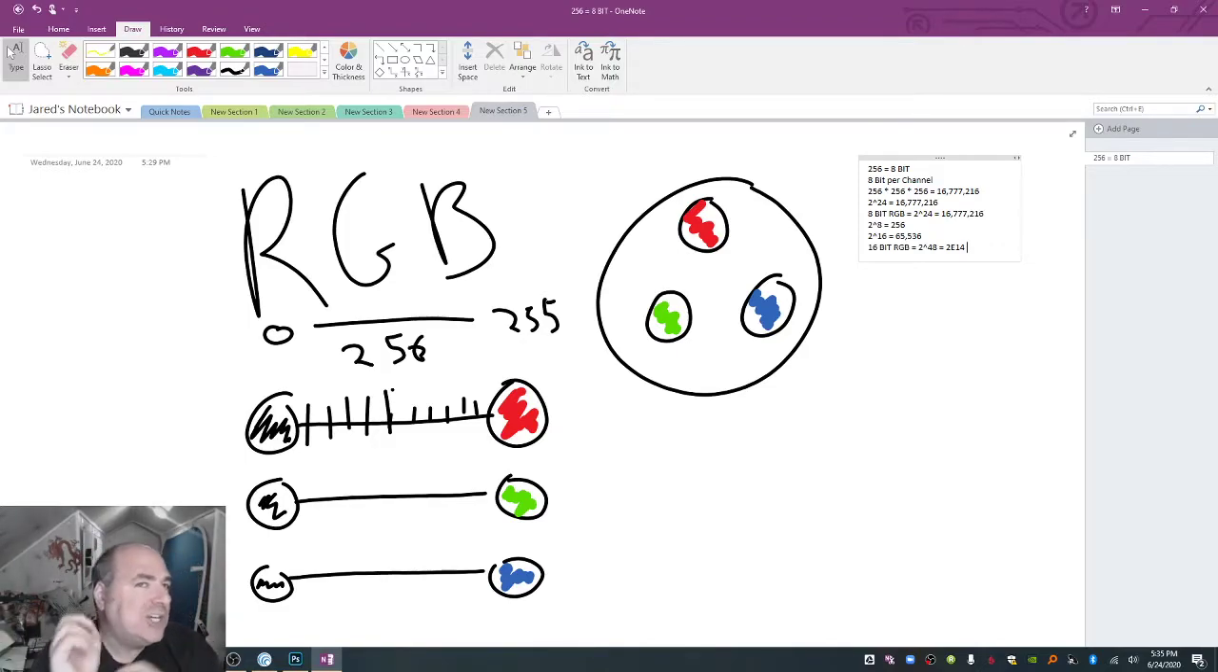So black is 0, 0, 0. Great. White is 255, 255, 255. Great. What's 254, 254, 254? Well, it's not white. It's the lightest gray before white. Fine. If 0, 0, 0 is black, what's 1, 1, 1? Well, it's the darkest gray before black.